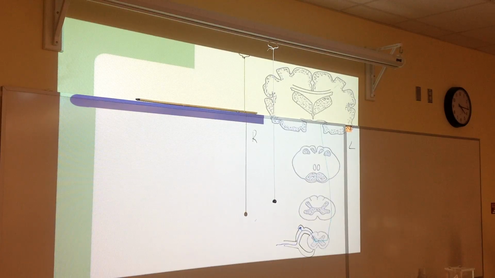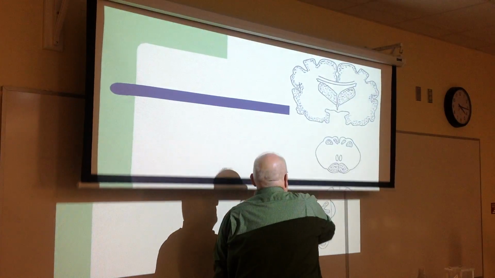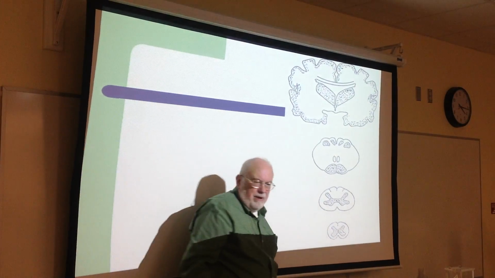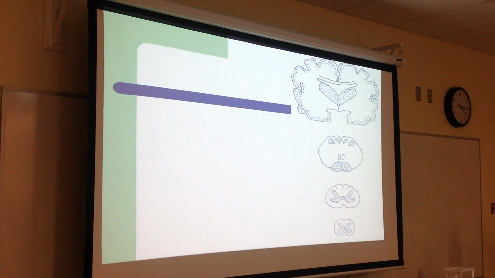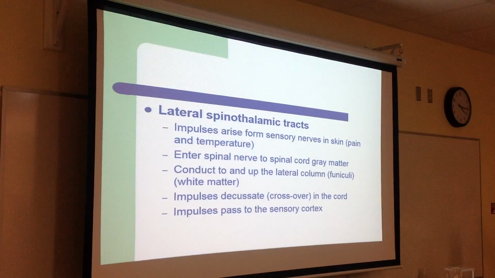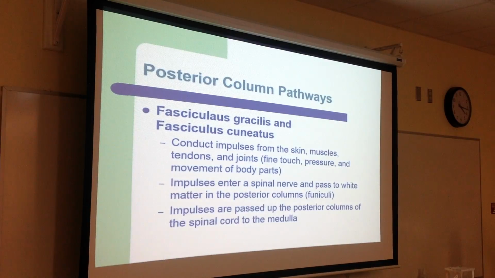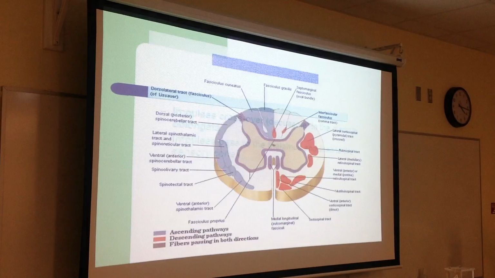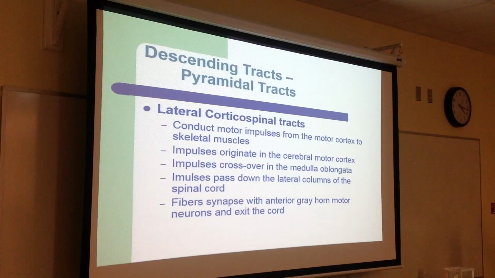Okay. Now. All right, so we've done now some sensory ones where we've got them going up. They're ascending to the brain. Now, we're going to do some others. Don't worry about these posterior column ones. Let's move on. We're not going to worry about spinocerebellar either. We're going to move on to these.